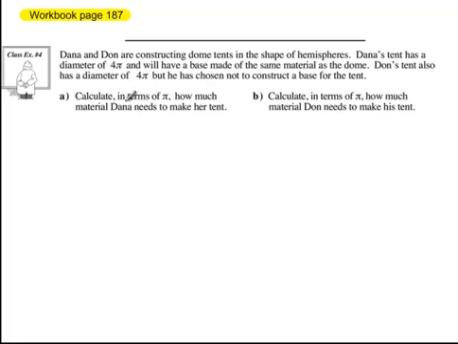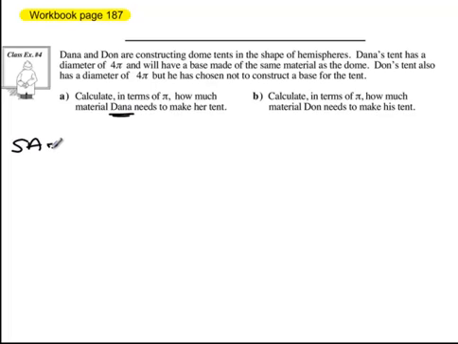Part A says calculate in terms of pi how much material Dana needs to make her tent. So if you look at class example 1 on page 186, they've given us two ways to calculate surface area of a hemisphere. And they're different depending on whether or not the base is included. In the case of Dana's tent, we are going to include the base.